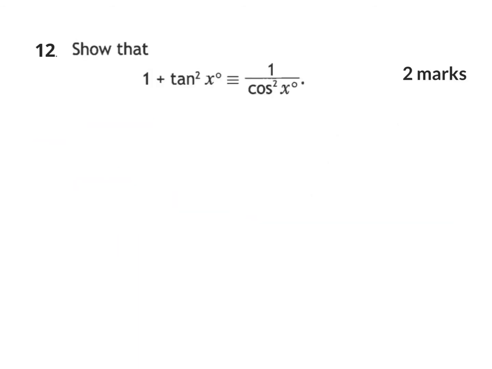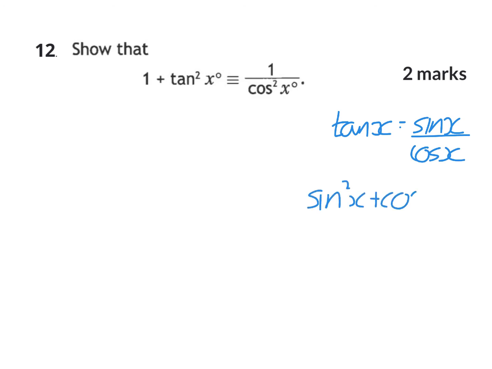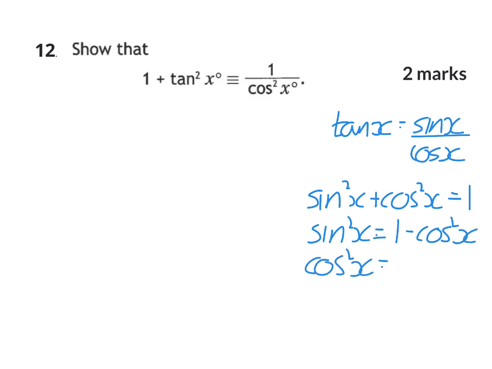Okay, so this is a 2-mark trig identity question. So before I do it, I'm just going to write out all your trig identities because I think we might be using some of them here. We know that tan x is sin x over cos x. And then that would be the same for tan squared and sin squared, etc. We should remember that sin squared x plus cos squared x is equal to 1. Okay, and from there you can see that sin squared x is 1 minus cos squared, and you can see that cos squared x is 1 minus sin squared.